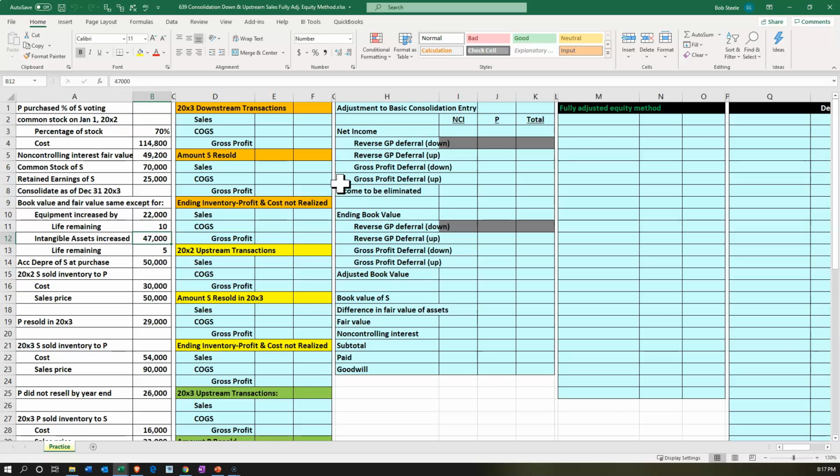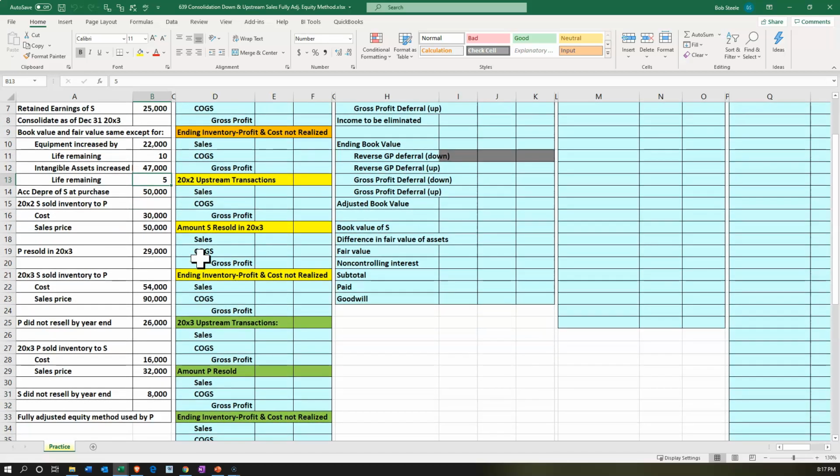And then the intangible assets were higher by the 47,000. That is also something that we need to amortize over 5 years. So there's going to be a future effect on it as well in the 2-year period, right? We have 20X2 and 20X3 that we're going to have to account for the amortization and depreciation. Then we have the accumulated depreciation of S at the time of purchase, 50,000.